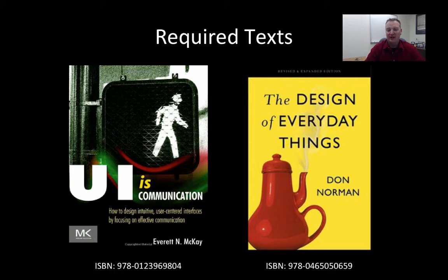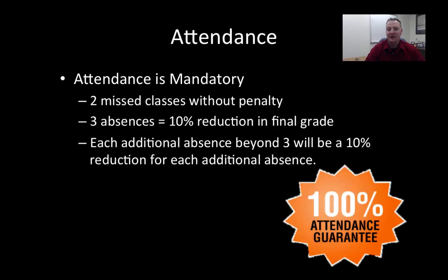There are 2 required texts for this class. Your ISBN numbers are there, so if you need to pause the video and write those down, that would be a good practice for you. The first is UI Is Communication: How to Design Intuitive, User-Centered Interfaces by Focusing on Effective Communication. It's probably one of the longer titles. The book is very good though. And then The Design of Everyday Things. You can order those through the bookstore. I've placed those in the bookstore just recently, so they might be a little late in getting them in, or you can order them on Amazon or any of the discount bookstores online that you might be using.